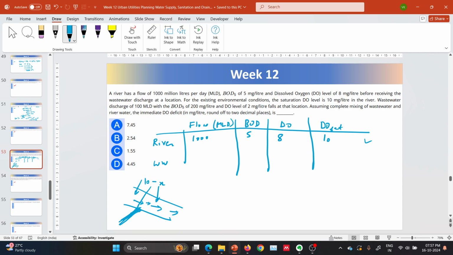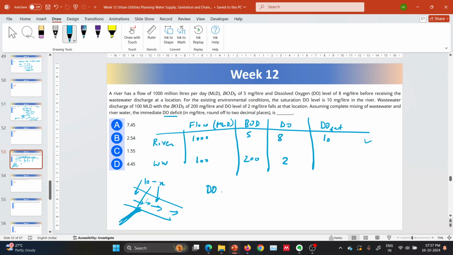So for the existing environmental condition, the saturation DO is 10 milligram per liter in the river. Wastewater discharge is 100 MLD with BOD of 200 milligram per liter. BOD defines the organic matter strength, and the DO is 2 because organic matter is more. The organic matter is consuming dissolved oxygen. That's why the DO is less in the wastewater. Assuming complete mixing of wastewater and the river water where we are supplying the wastewater, the immediate DO deficit in milligram per liter, to 2 decimals, is what we need to know.